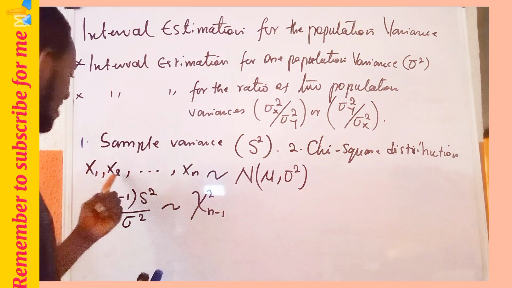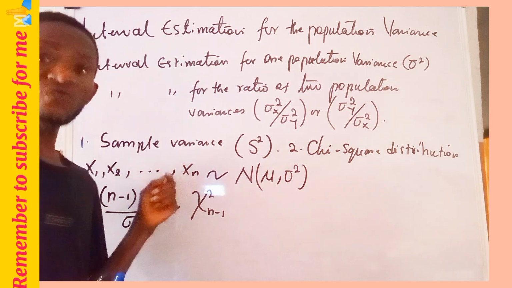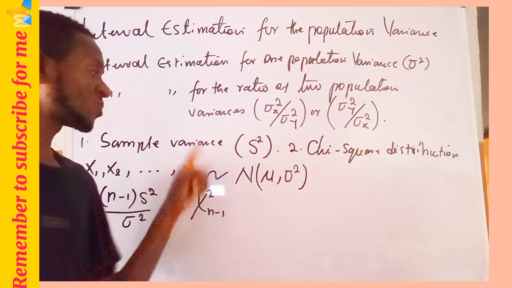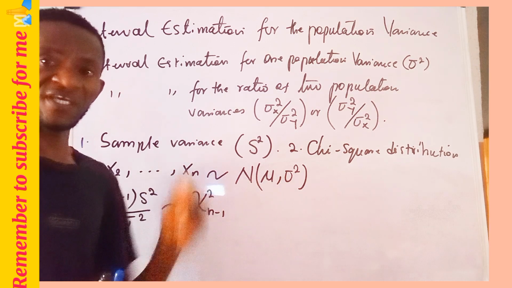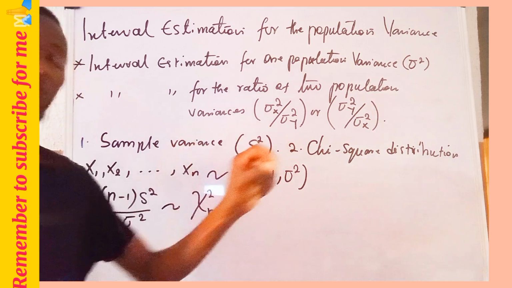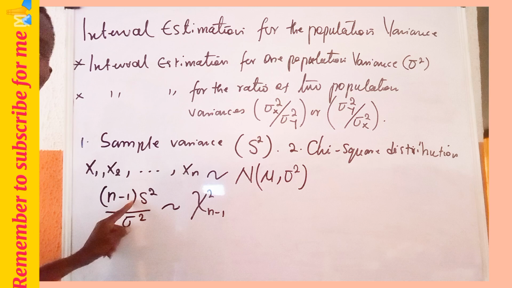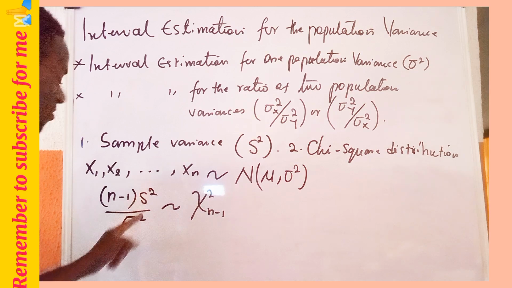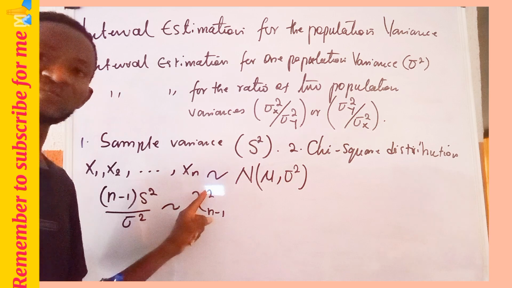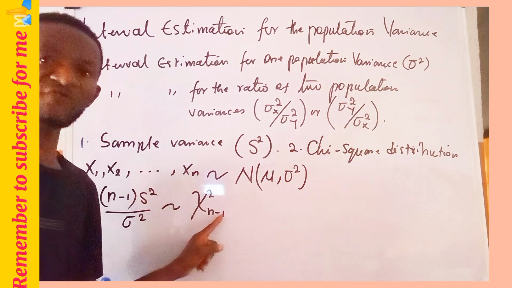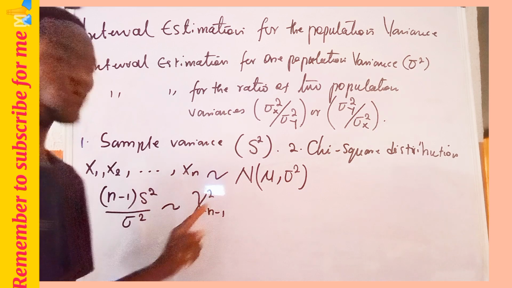When x1, x2 down to xn are random variables coming from a normal distribution with mean mu and variance sigma squared, it is understood or known that n minus 1 multiplied by the sample variance, all over the population variance, follows a chi-square distribution with n minus 1 degrees of freedom.